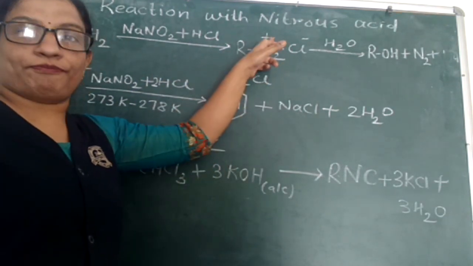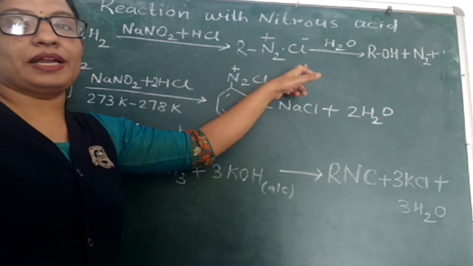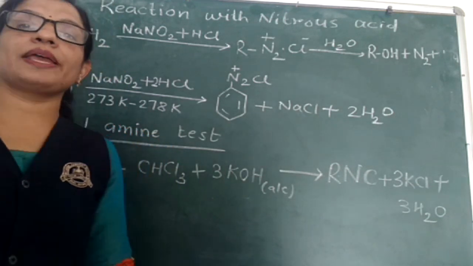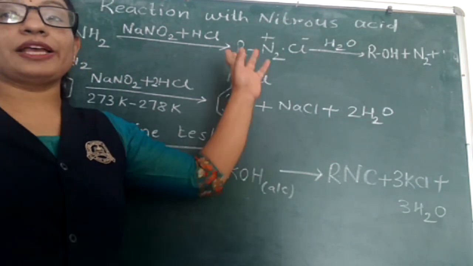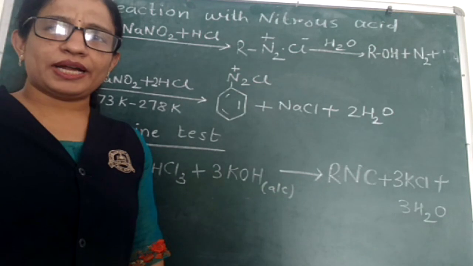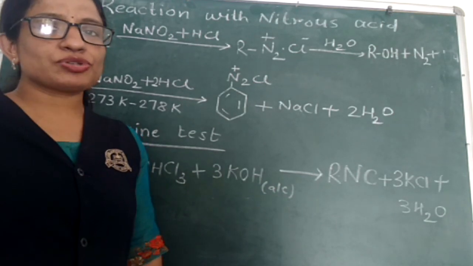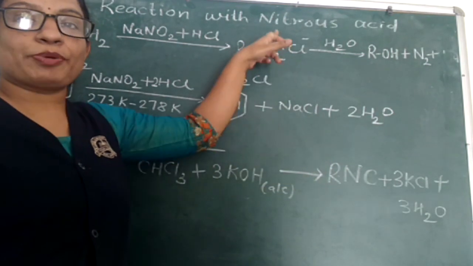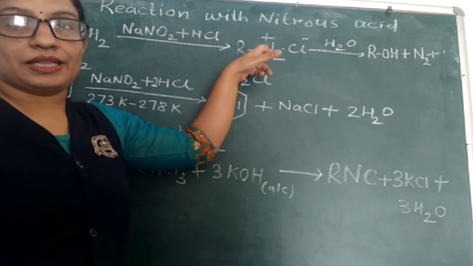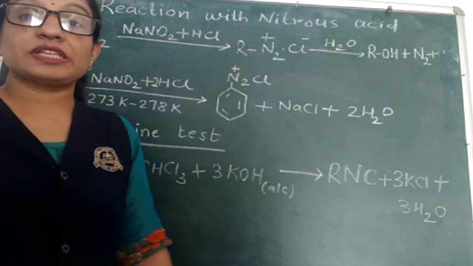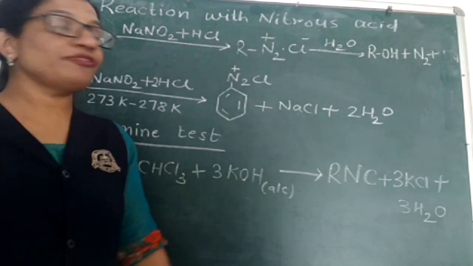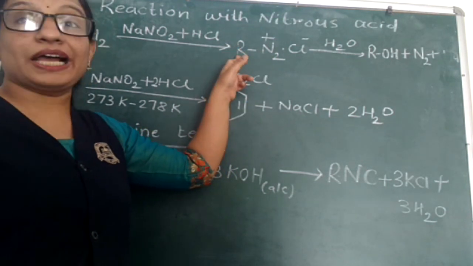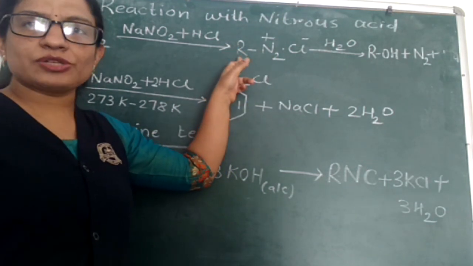RN2 with a plus charge and a negative charge. These are an important class of compounds known as diazonium salts. So diazonium salts are formed. What are diazonium salts? Diazonium salts are the salts having N2 with a positive charge on nitrogen, that is the diazonium ion. This is the diazonium ion. And if the nitrogen of the diazonium ion is bonded with an alkyl group, it is an aliphatic diazonium salt.